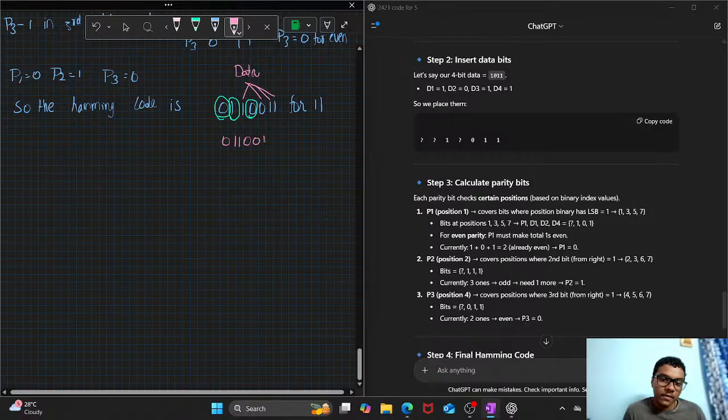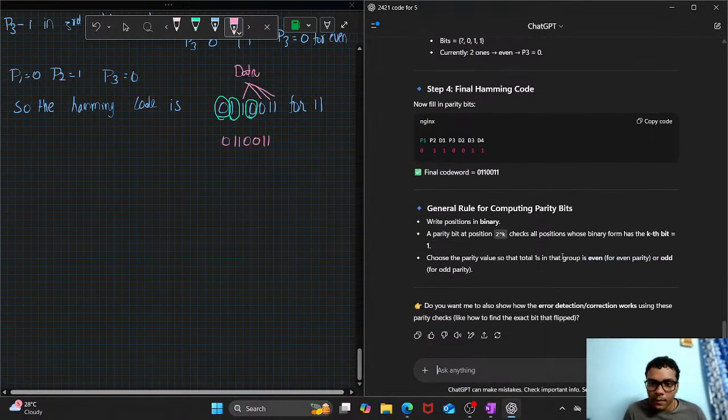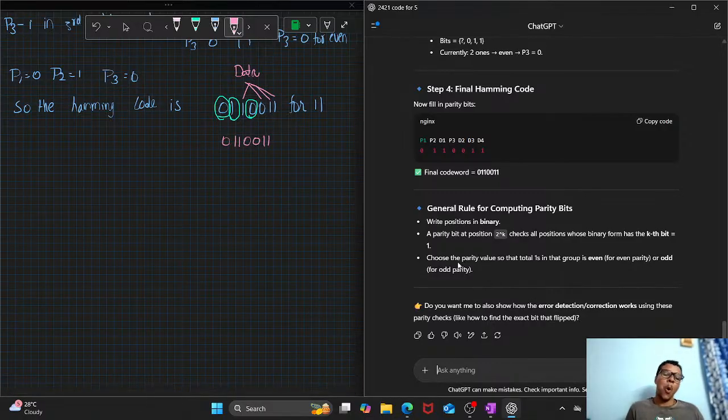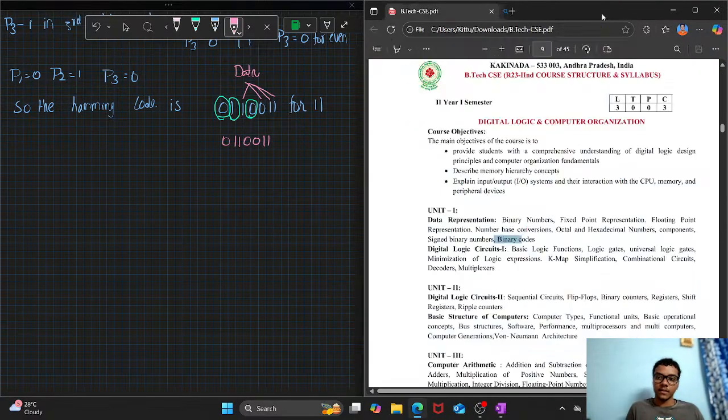0 1 1 0 0 1 1. So this is how we do the Hamming code. And we have completed the first part of Unit 1 of DLCO, data representation.